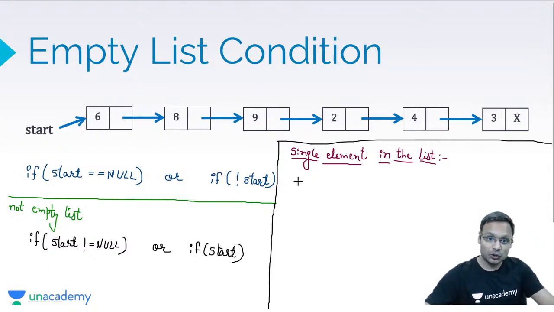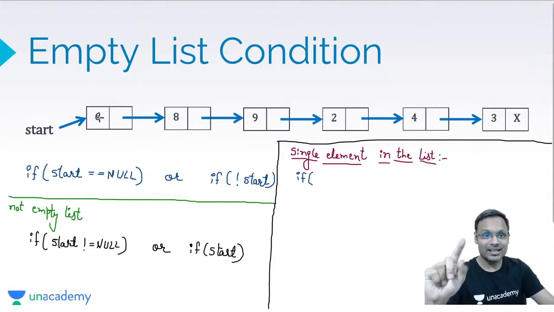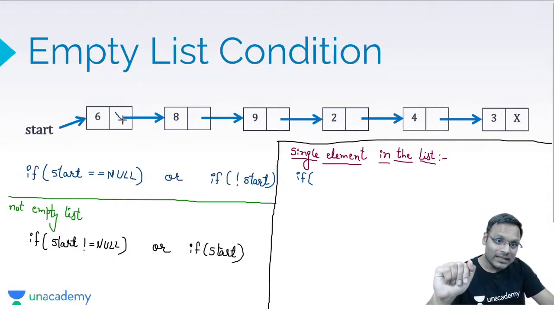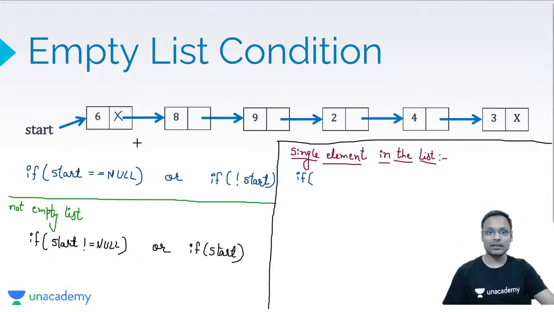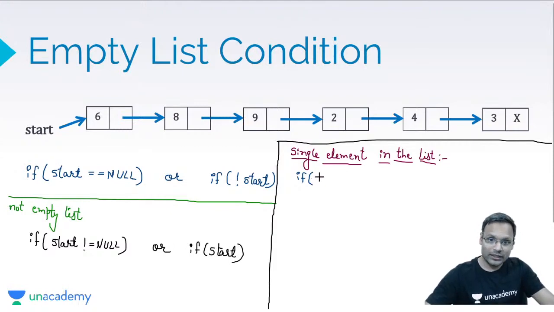The condition should be: if start is pointing to the first node, yes, but its link part is null. Here null is present. Then only a single node you will be having. Yes. So what I will be writing: if the list pointer start का link is equal to null. Great, good. अरे क्या बात है.